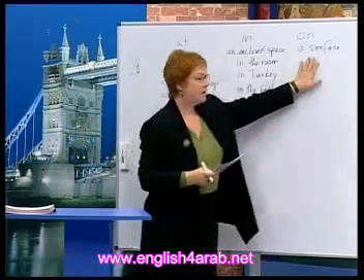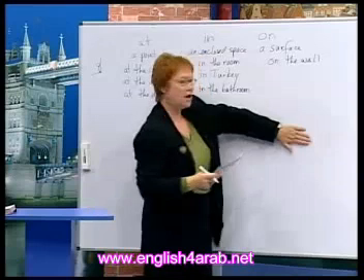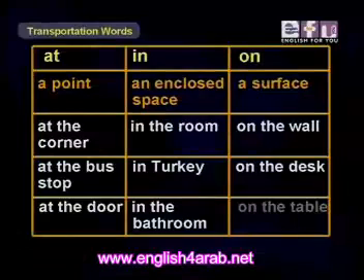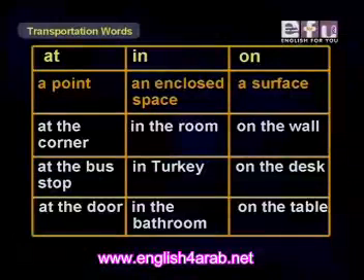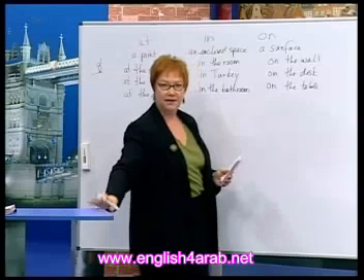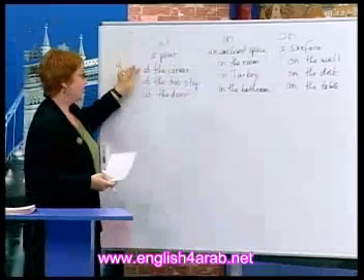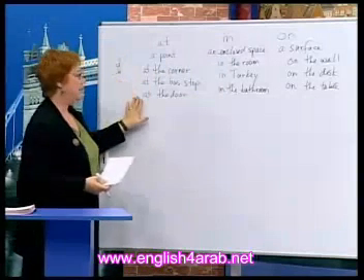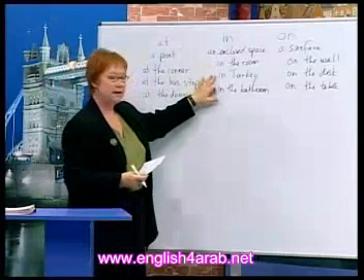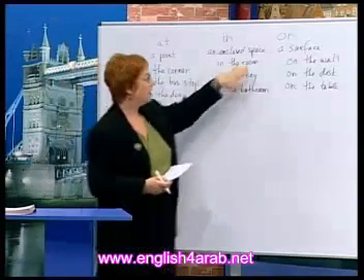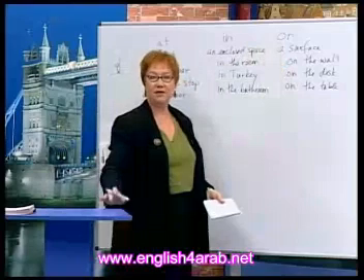Okay? Now, with on, we have on the wall. This is a surface. On the wall, on the desk, or on the table. So again, we have at, a point: at the corner, at the bus stop, at the door. With in, a space: in the room, in Turkey, in the bathroom. And finally, we have on a surface: on the wall, on the desk, on the table.